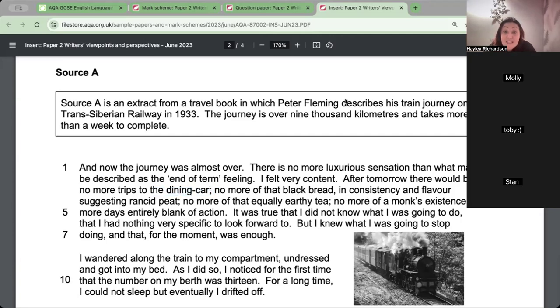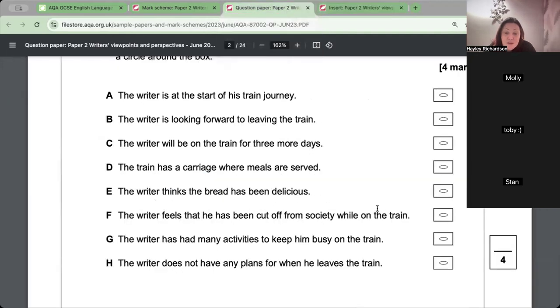No more of that black bread. He did not like the black bread. No more tea. No more of a monk's existence, in other words, having to be good all the time. And no more days entirely blank of action. So he's very bored. So the writer thinks the bread has been delicious.